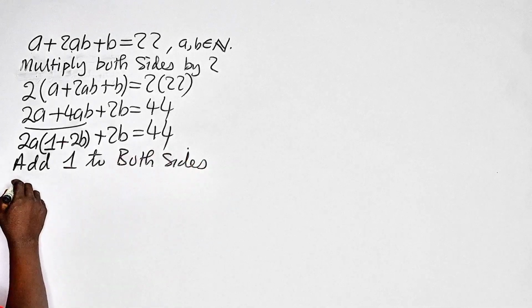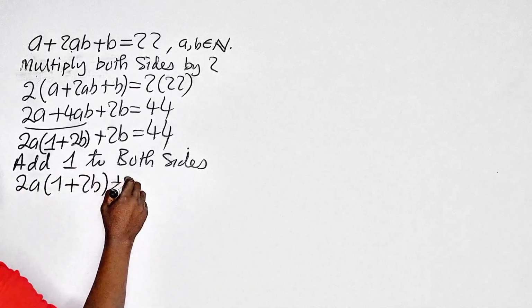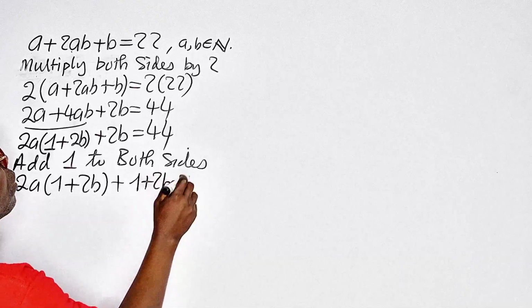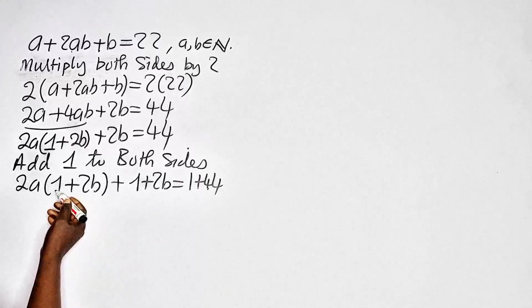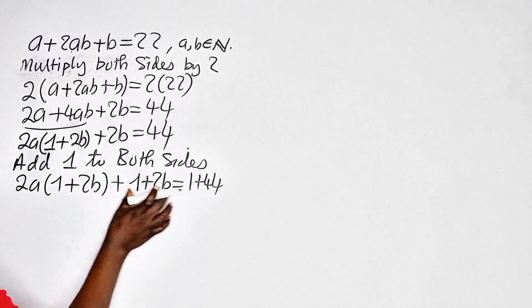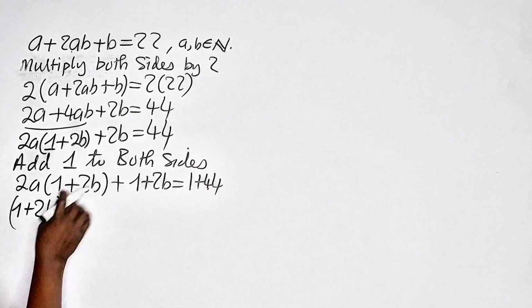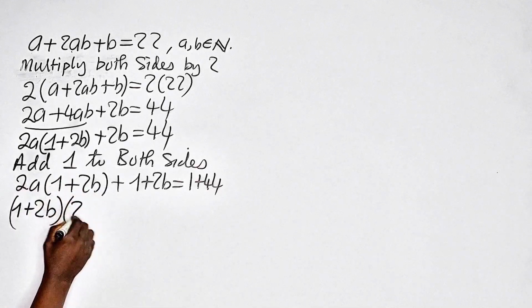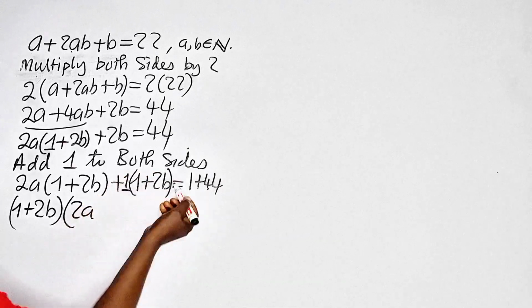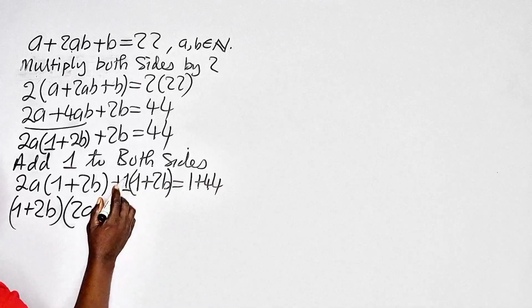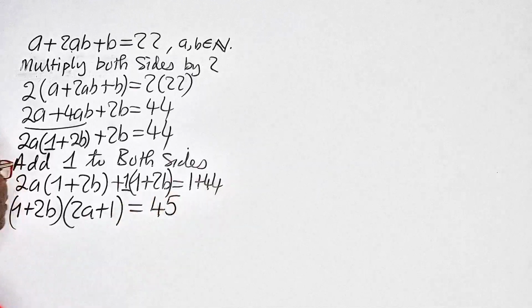Now when we do that, we have 2a into 1 plus 2b, plus 1 plus 2b, is equal to 1 plus 44. We see here 1 plus 2b is common. It is here and it is here. So we can factorize out 1 plus 2b, and when we remove 1 plus 2b, we're left with 2a. Remember, the coefficient here is 1, it's like 1 multiplied to 1 plus 2b, so when we remove 1 plus 2b, we're left with 1. So we have plus 1, is equal to 1 plus 44, which is 45.